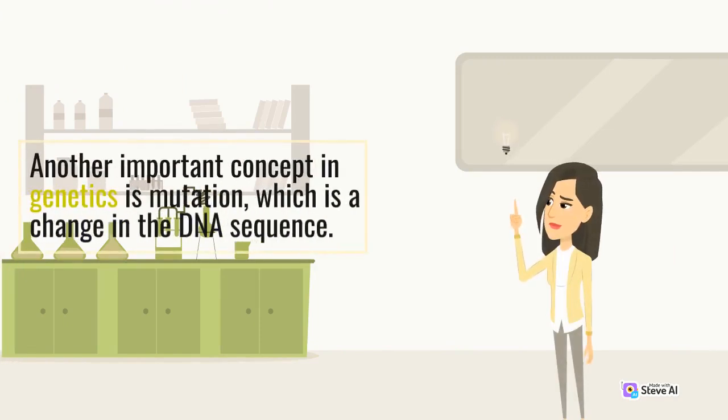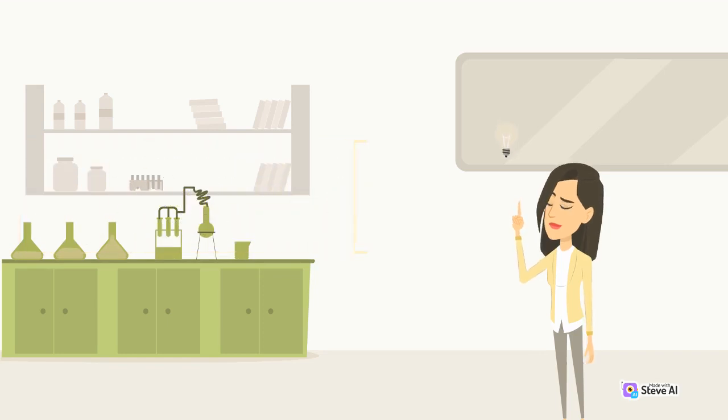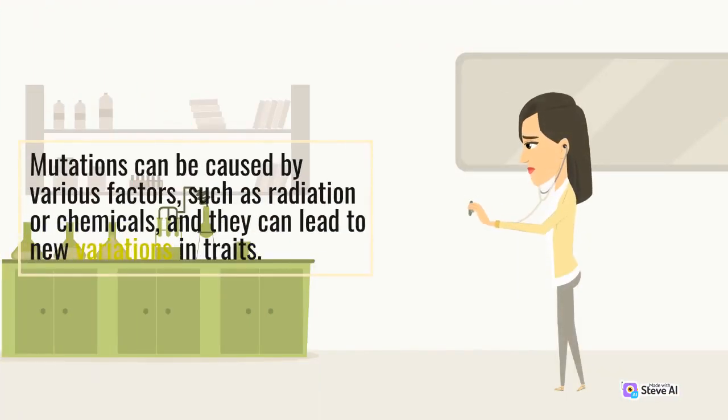Another important concept in genetics is mutation, which is a change in the DNA sequence. Mutations can be caused by various factors, such as radiation or chemicals, and they can lead to new variations in traits.